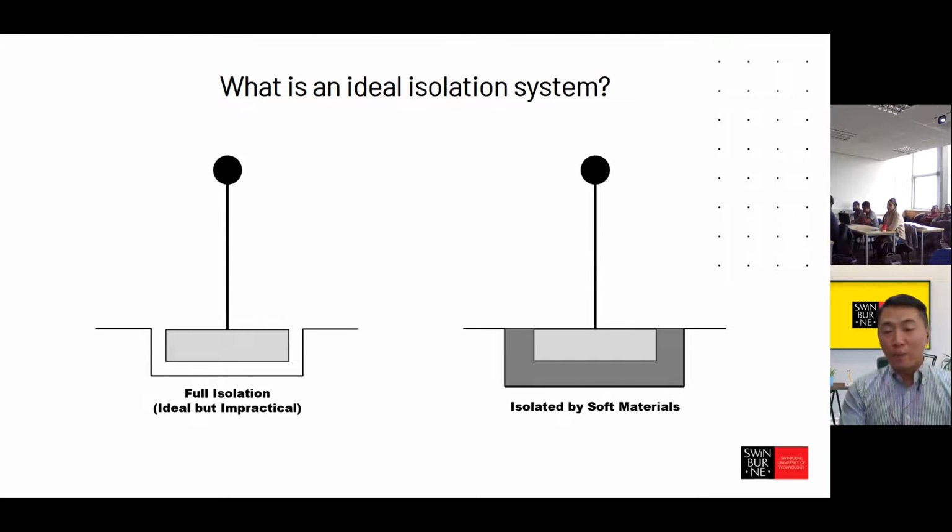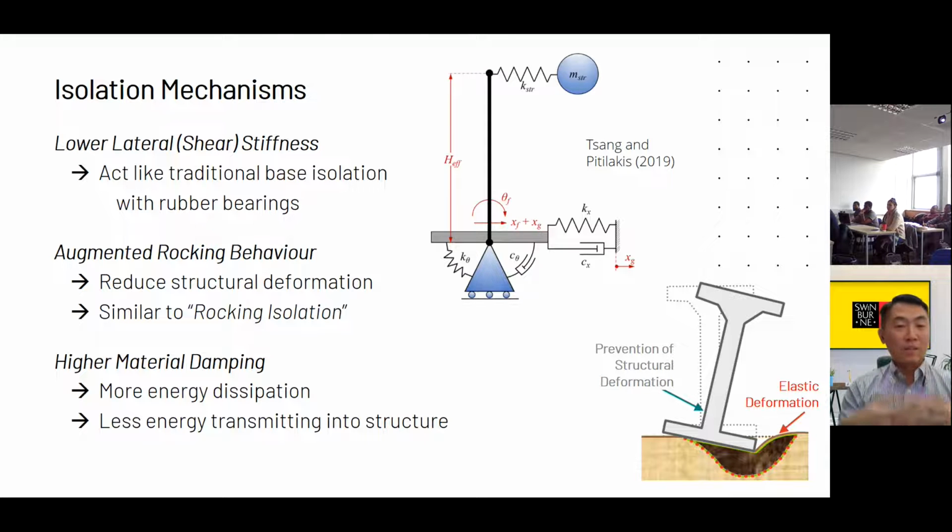And for now, Juan and I believe that if we try to fill up this gap with soft materials, then it can probably mimic or achieve that ideal isolation. Okay, and so that's why we have been researching on this concept in the past 15 years or so. And so let me try to explain a little bit more about the isolation mechanism. That is a little bit complicated, but I hope that you can also understand.